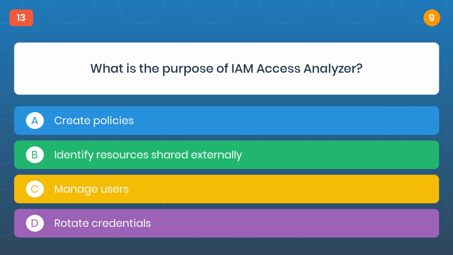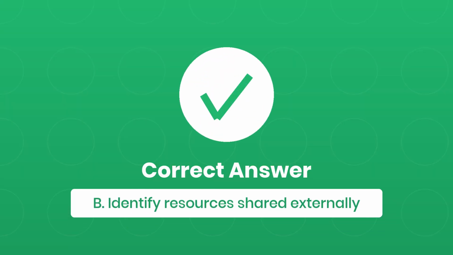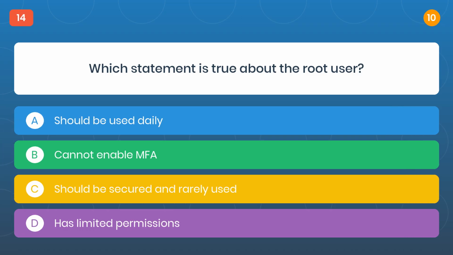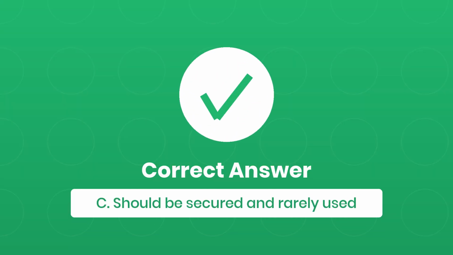Question 13. What is the purpose of IAM Access Analyzer? The correct answer is B, identify resources shared externally. Question 14. Which statement is true about the root user? The correct answer is C, should be secured and rarely used.